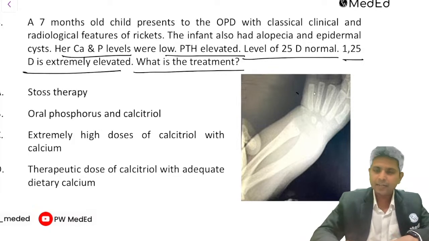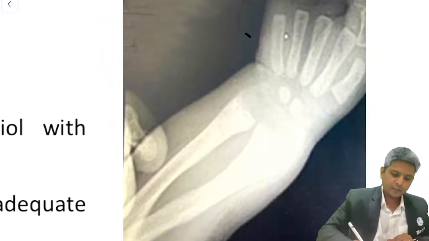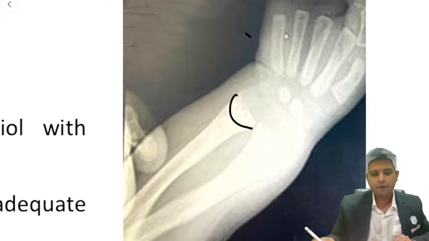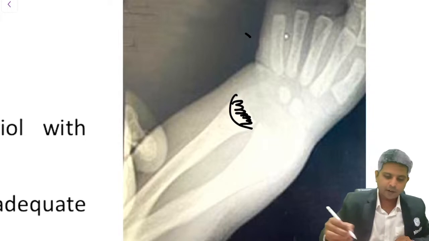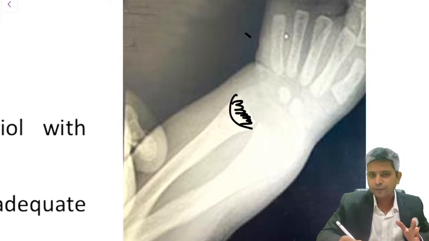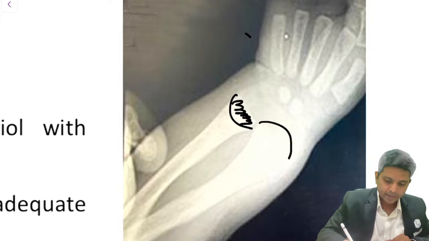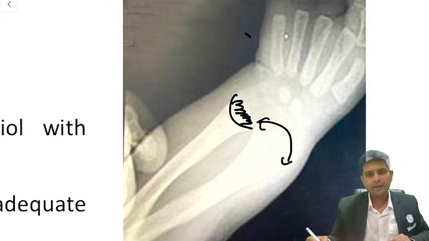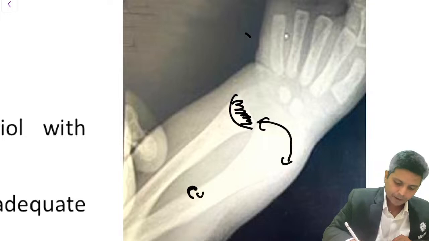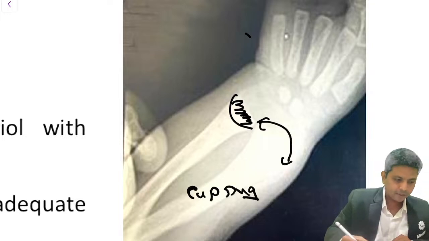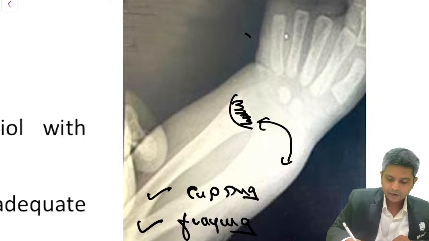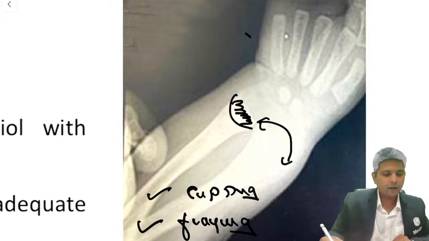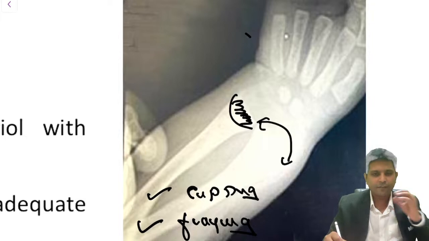Now what are all the findings in this X-ray? So there is cupping, point number 1. There is fraying, point number 2. Third point is widening of the growing end. So you have cupping of metaphysis, fraying of metaphysis, and finally widening of growing end. All these things together go in favor of rickets.